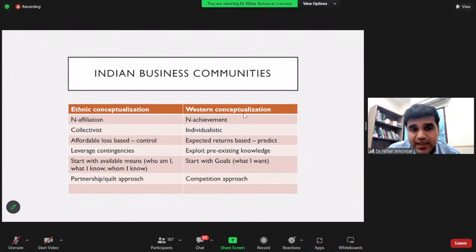So the other thing is, in India, our logic of doing business is based on controlling our available resources. That means it is affordable loss based. That means I'm going to invest into my business only as much as I can afford to lose. Whereas in the West, the philosophy of business was always about predicting the expected gains and then doing business based on expected returns, right?